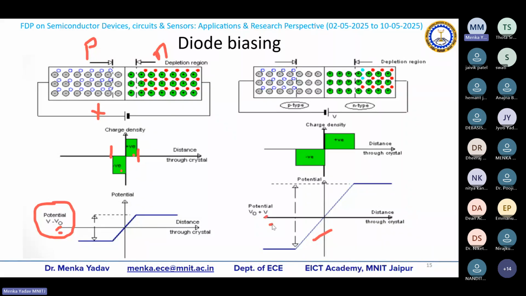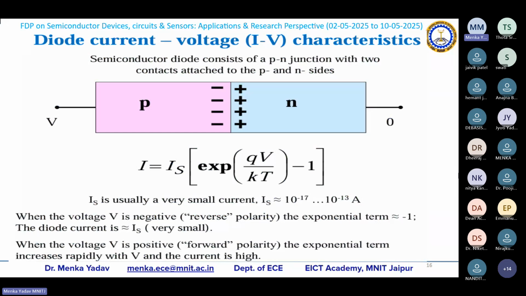So if the barrier is getting widened, it means the current flow is being stopped. If the current flow is being stopped, it means in the reverse bias, it is going to work like the off switch. In the forward bias, it is going to work like the on switch. So there is the IV characteristic equation, which is derived for the diode.